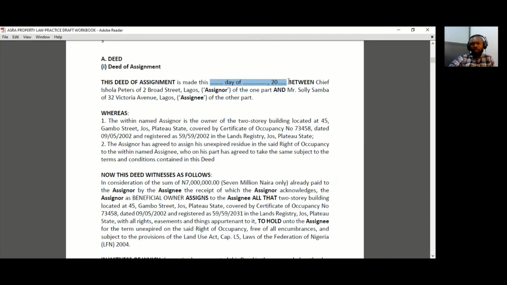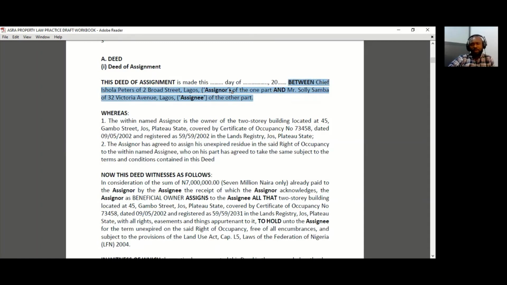Now the parties clause: between Chief Ishola Peters of 2 Broad Street, Lagos, a signer of one part, and Mr. Soli Samba of 32 Victoria Avenue, Lagos, a signee of the other part. So it describes whom the parties are in the transaction. It provides their names, their addresses, and then their designation in the transaction, whether they are a signer or a signee.